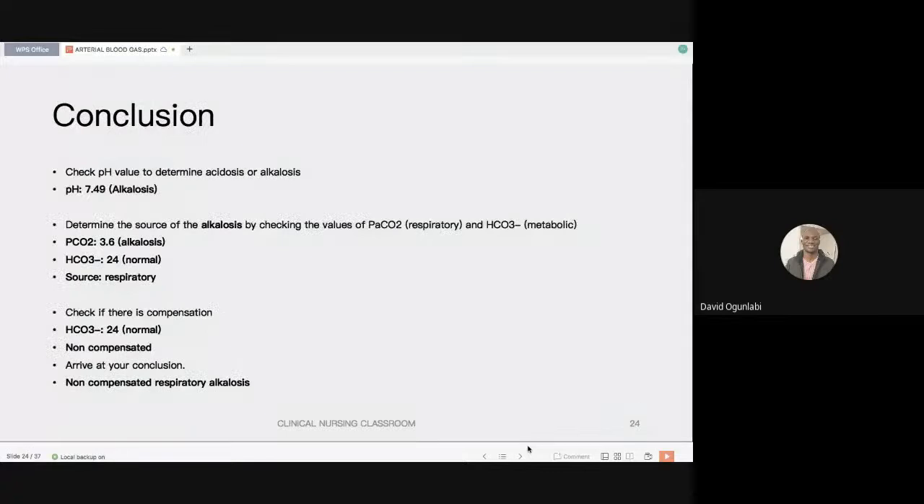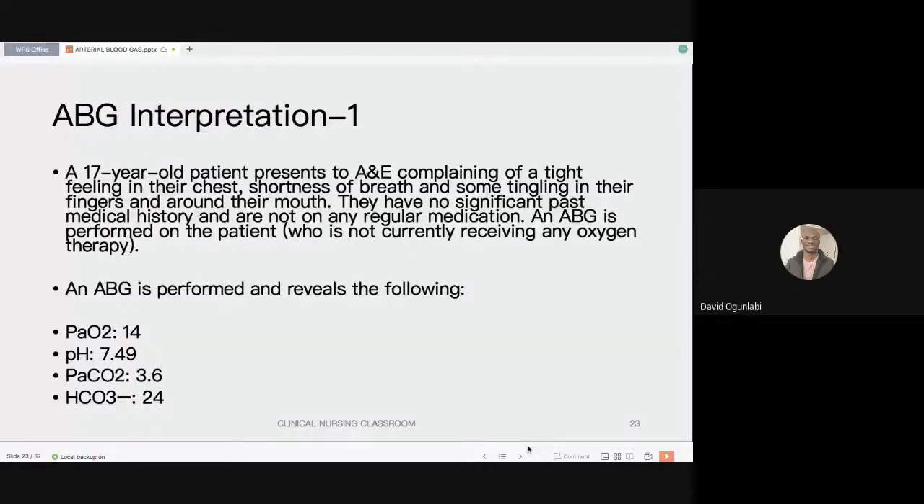So let's go to the next. Check if there is compensation. That's the next thing we want to know now. Let's check if there's compensation. Now, I hope you are writing, write somewhere that we have already said there's respiratory alkalosis. So if you want to know whether there is compensation or not, you will have to check the other regulatory system. This is respiratory alkalosis.